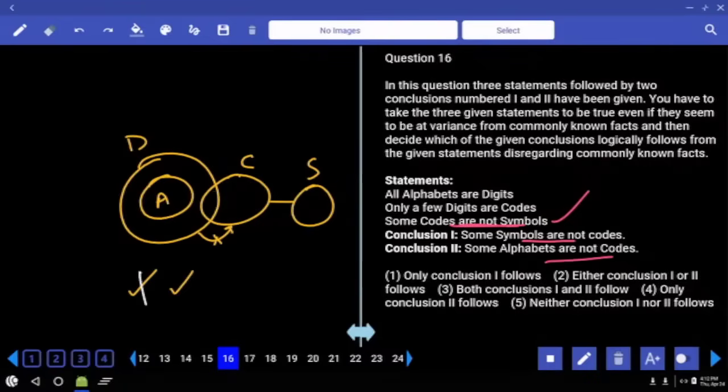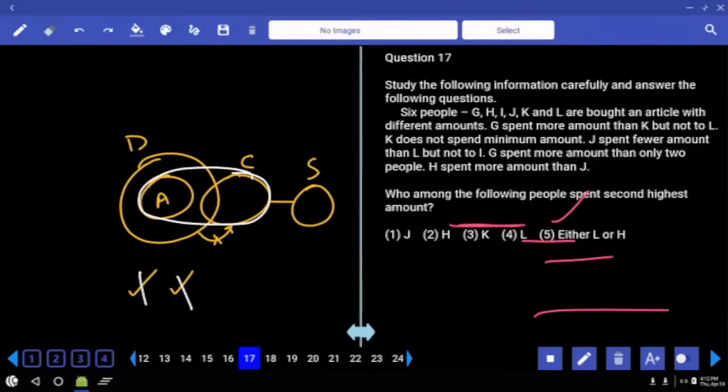Then some alphabets are not code. To make this one false, all alphabets are code. Can I write alphabet and code like this or not? Alternate diagram true, previous conclusion false. Then what is your answer? Neither one nor two, choice 3 for 16.